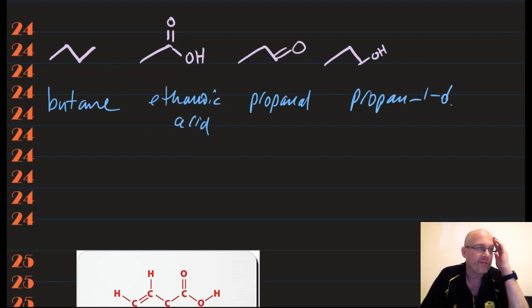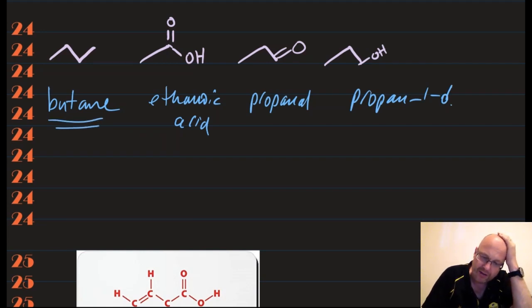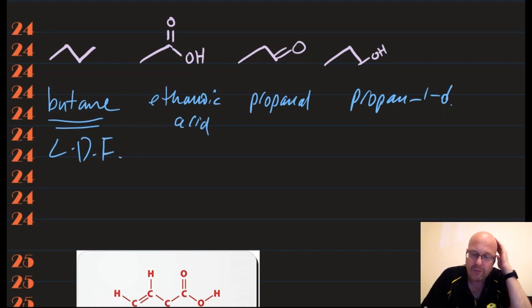Increasing boiling point. Well, let's start with the lowest one first. The lowest one's going to be butane. It's just got London dispersion forces, the weakest of all the intermolecular forces. So butane has the lowest boiling point. Is that enough? That just narrows it down to A, B, and D. C's wrong.